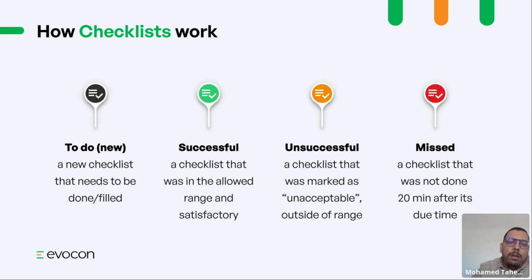The first one is the to-do, a new checklist pop-up. It's something that the operator will understand needs to be done or filled. It is in black, meaning that it is just a new checklist that you need to do. When it is done and it's successful, it means that all the checks are correct according to the range and satisfactory. It is a successful checklist and it will be in green. When it is unsuccessful, it means that some of the tasks are unacceptable or outside the range. It will be in orange.